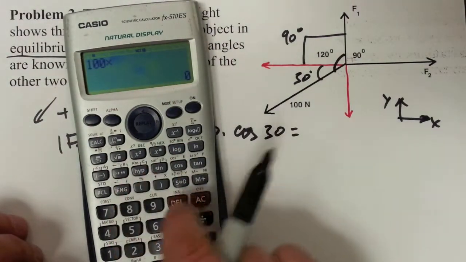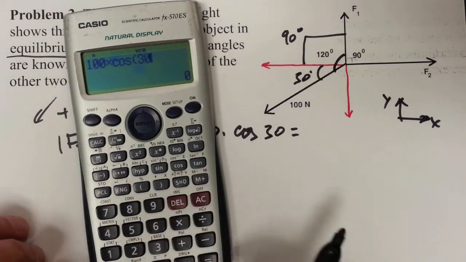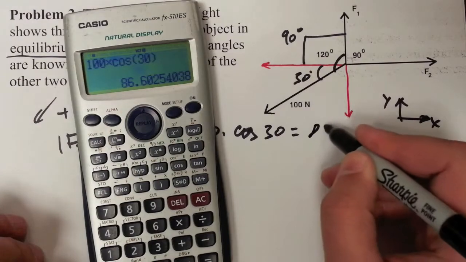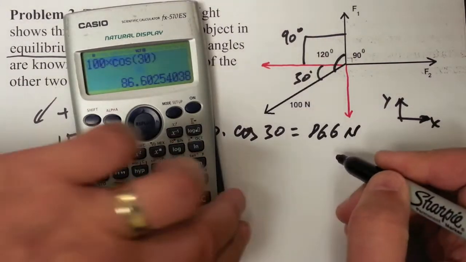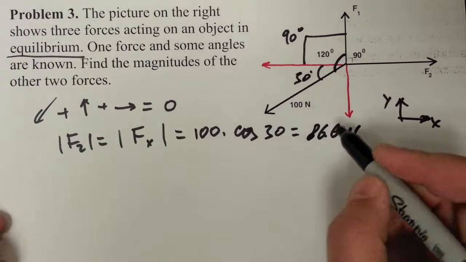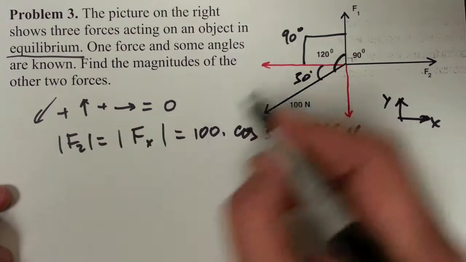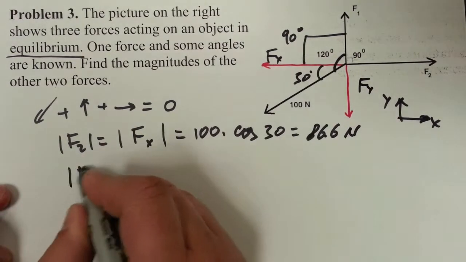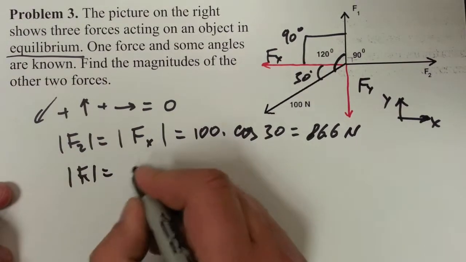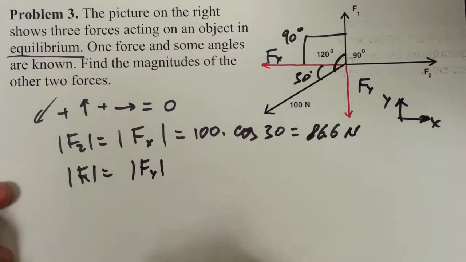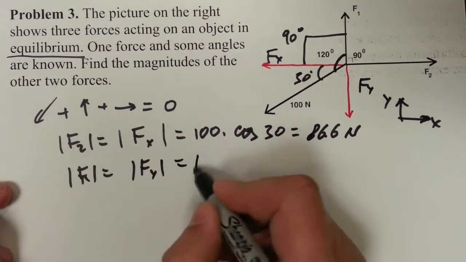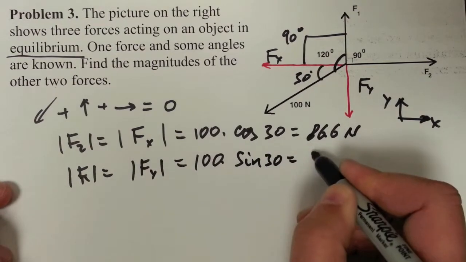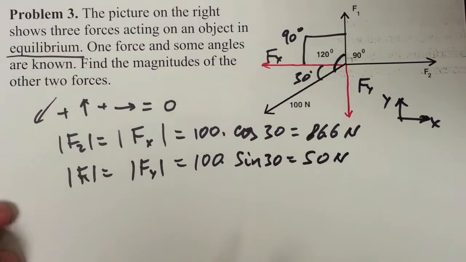100 times cosine of 30, make sure degrees, about 86.6 newtons. Now from the same picture, that's what we call Fx, that's what we call Fy. The magnitude of the first force should be equal to the magnitude of the y component of the given force, and that is 100 times the sine of 30, which is 50 newtons.